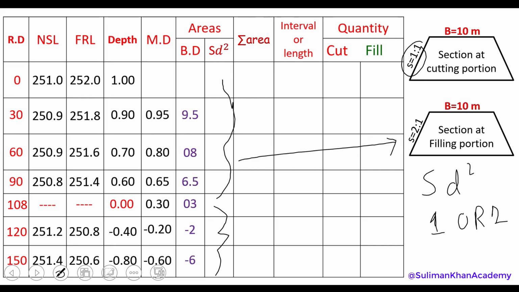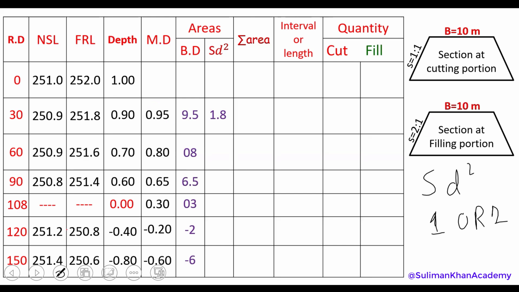In the previous example, it was just the same thing: one side slope for both, because over there we had only filling. This time we have both things, cut and fill. So for station 30, SD square by S, we will put the side slope of the section which is in filling, and multiply that with the mean depth and square it. So simple, and that's going to be 1.8.